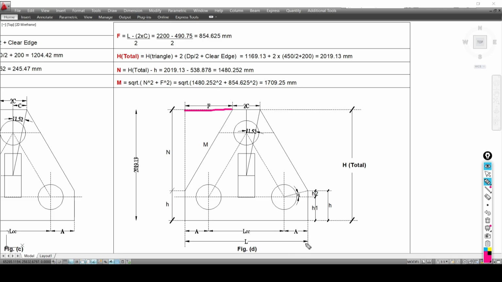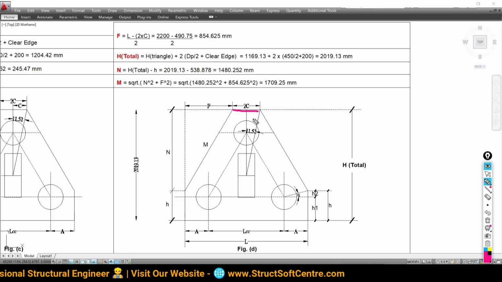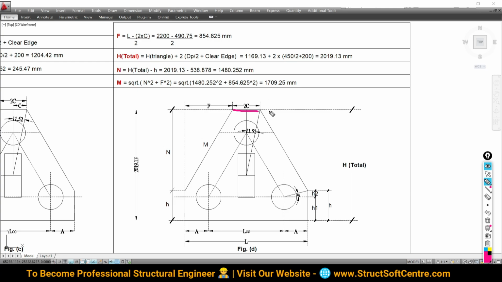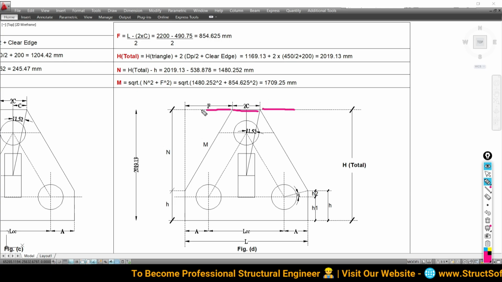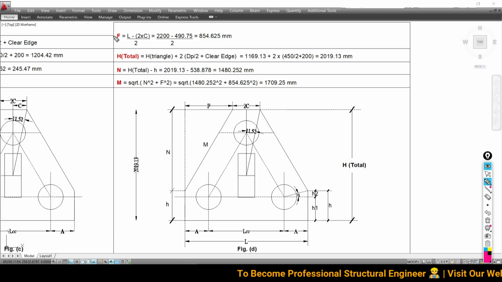So it's very simple. We already know the total length of the pile cap at the base edge. So total length minus this total top edge, and then divide the total value by 2. So you will get half on this side and half on this side.